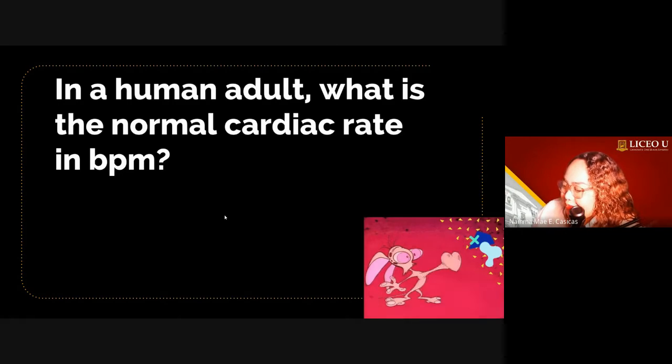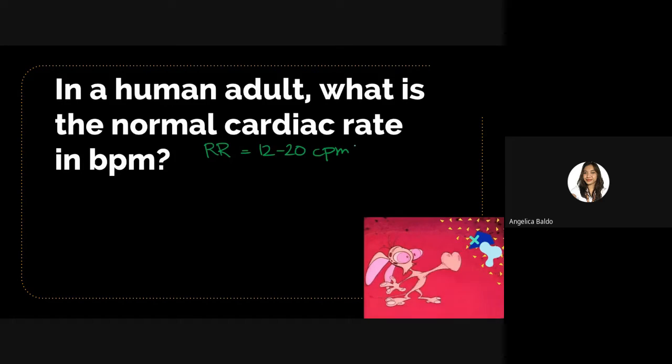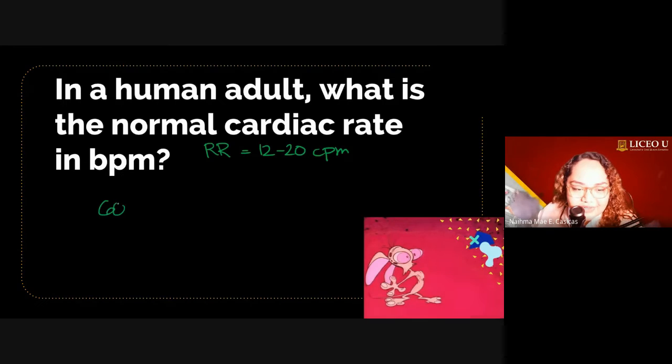Okay, yes. What is the normal cardiac rate? Earlier, the normal respiratory rate is 12 to 20 cycles per minute. How about the humans? How about the cardiac rate? Any idea? Just give us a guess. 60 to 100 beats per minute, ma'am. Okay, in a normal adult, yes, that's correct. So in a normal human adult, that's around 60 to 100 beats per minute.